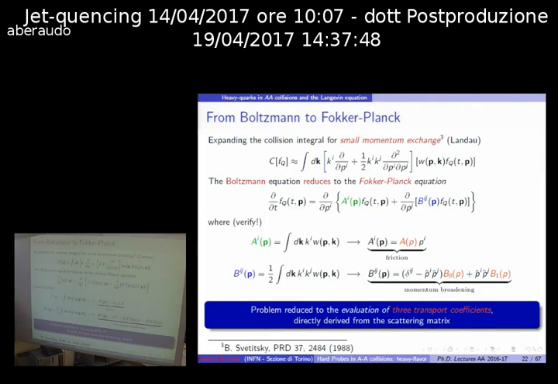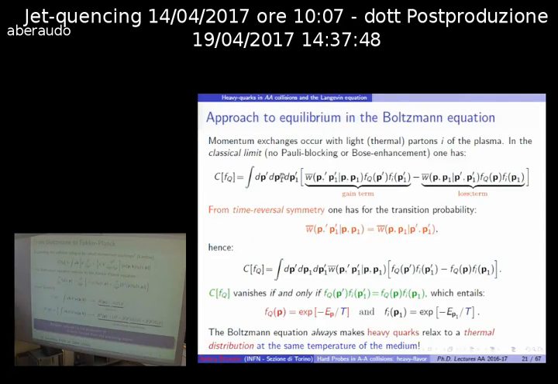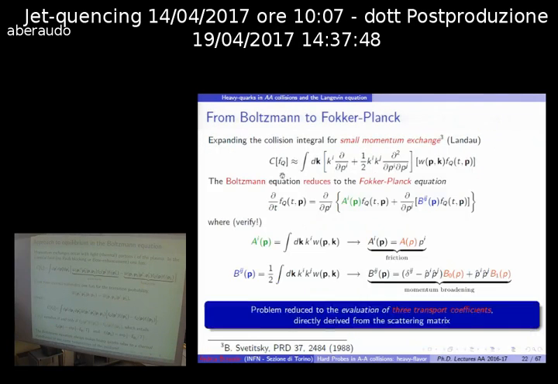Now, actually, we must check how the approach to equilibrium takes place within this approach, because in the Boltzmann equation we have seen that it is guaranteed.